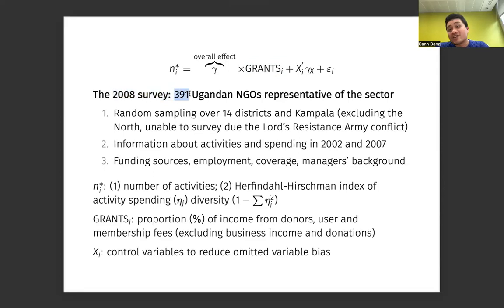We have about 400 NGOs, and we're trying to have a sampling process to represent the whole sector. And we have tons of information on their activities spanning 2002 to 2007, information on their funding sources, employment, coverage, and some managers' background. To look at activity diversification, we have the number of activities and a Herfindahl-Hirschman index of activity diversity.